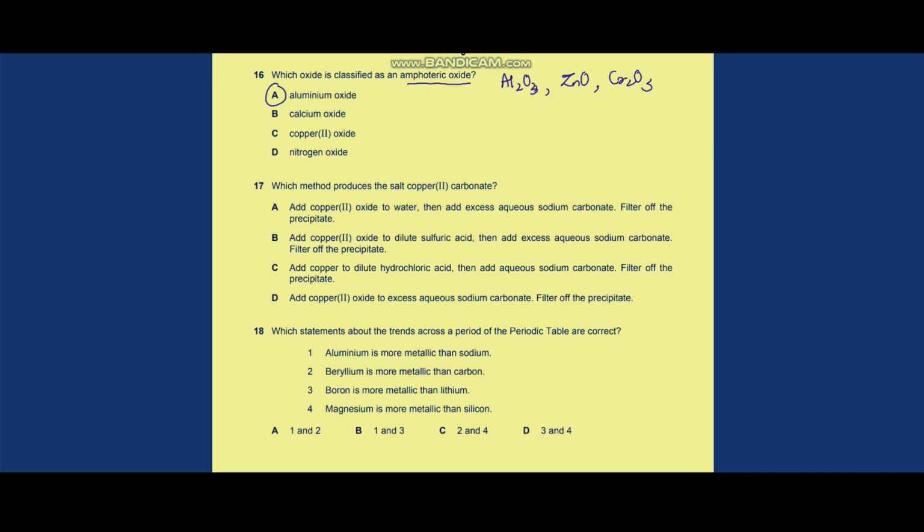Which method produces the salt copper carbonate? Add copper oxide to water, then add excess sodium carbonate, filter off the precipitate. Copper oxide will not be soluble, so that option is not correct. Add copper oxide to dilute sulfuric acid and then add excess aqueous sodium carbonate and filter off the precipitate. Yeah, this can be possible. Add copper to dilute hydrochloric acid and then add sodium carbonate. No, this cannot be possible.